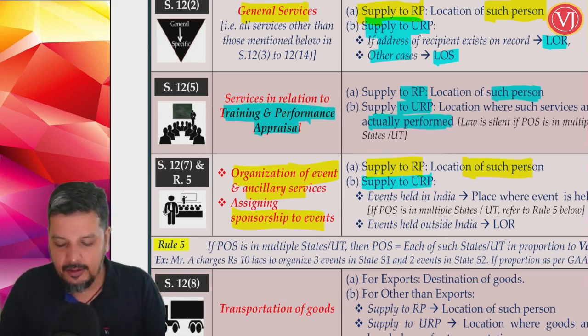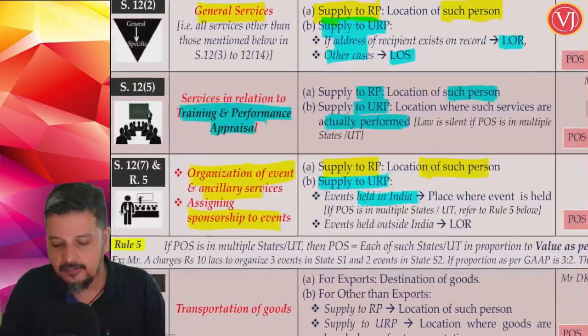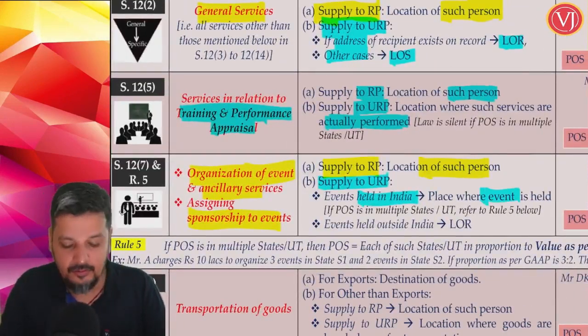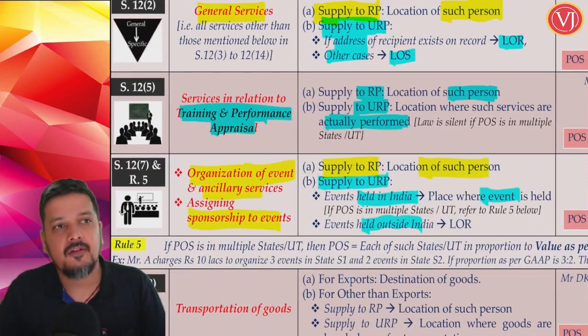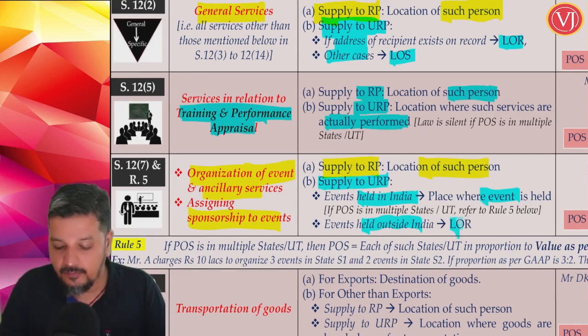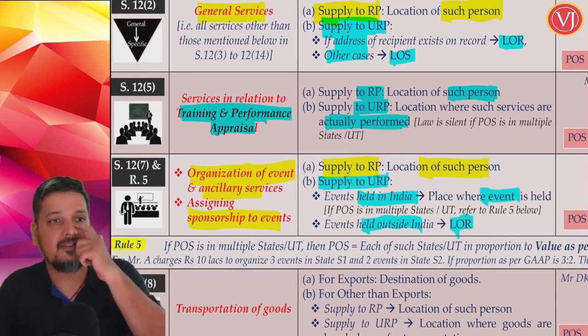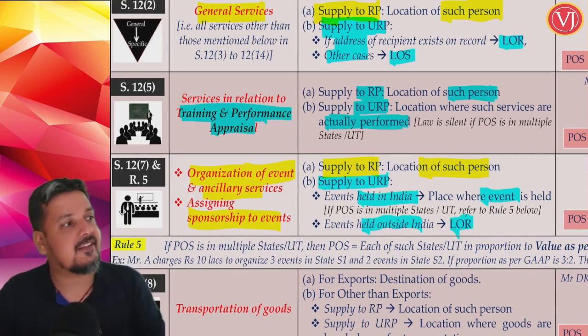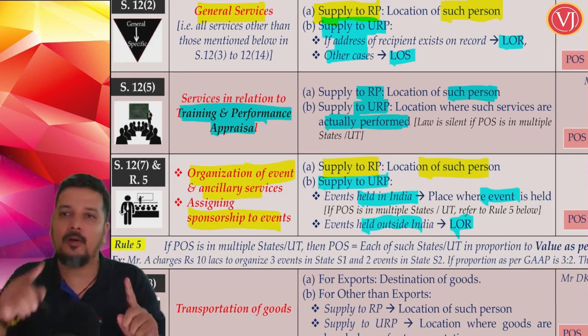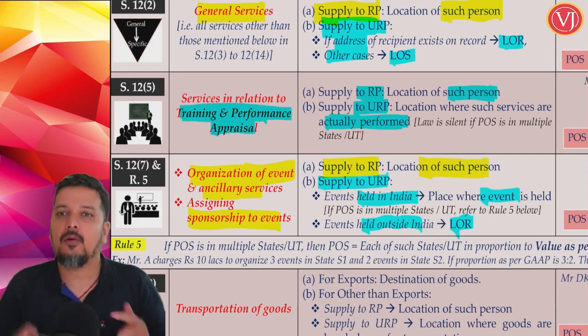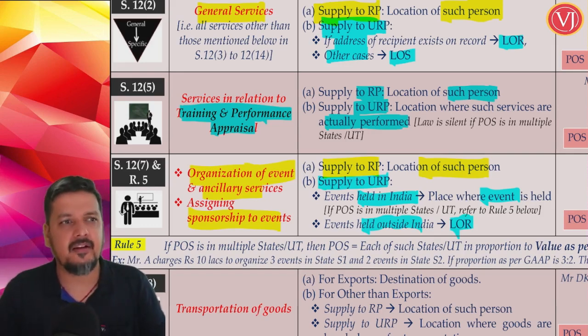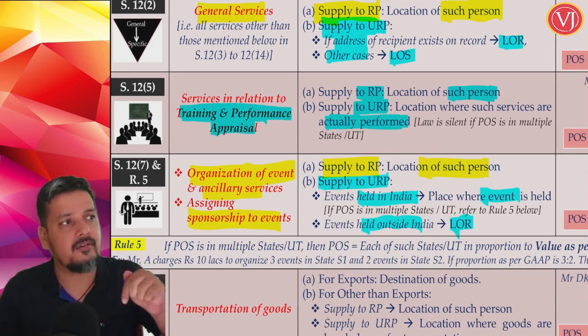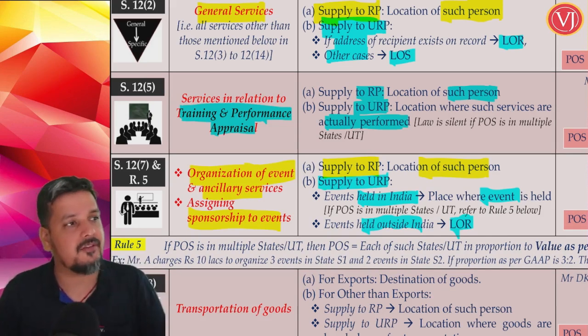If the location is in India, where the event is held. If the location is outside India, then it is location of recipient. B2B, location of registered recipient. B2C, location in India, where the event is there. Location outside India, now they don't focus on event, they focus on location of recipient.